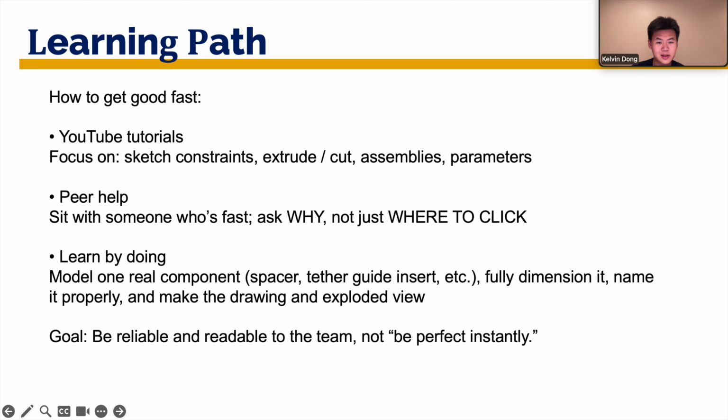Next, learning path. This is how you can get good at CAD fast. There are 3 ways. First, find tutorials online. Watch SolidWorks or Fusion basics on YouTube, specifically for sketch constraints, extrude and cut, assemblies, and parameters. Don't waste time on insane surfacing tricks on day 1. Peer help is also a good way. Sit next to someone who already models fast. Ask them why, not just where do I click.